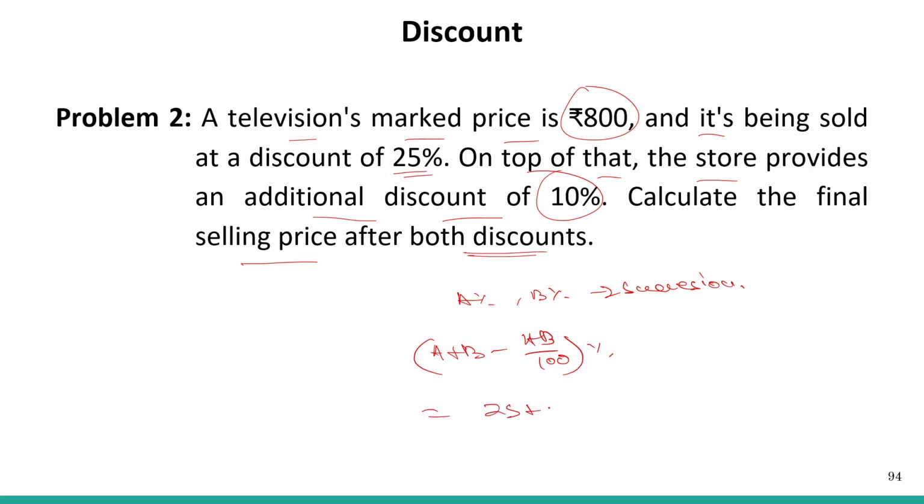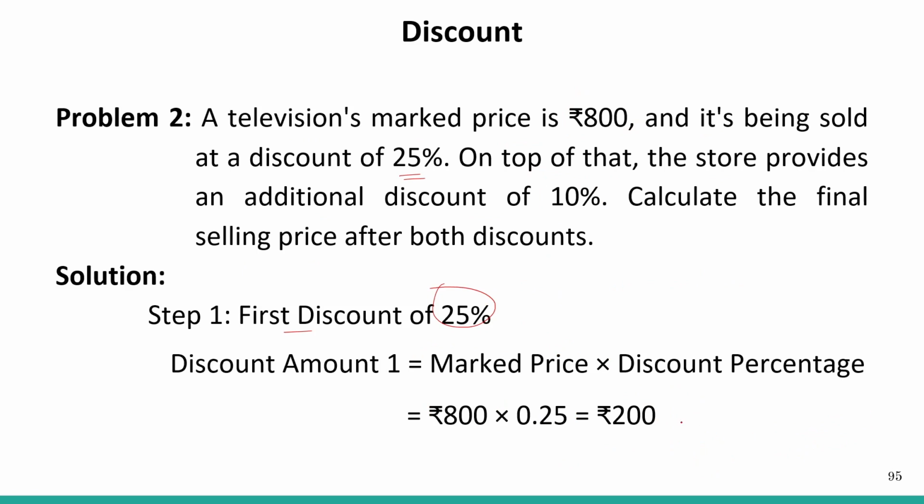So 25 plus 10 minus 250 by 100 percent. This will be equal to 35 minus 250 by 100, which is 35 minus 2.5. So this is equal to 32.5. This much will be the final discount percentage.